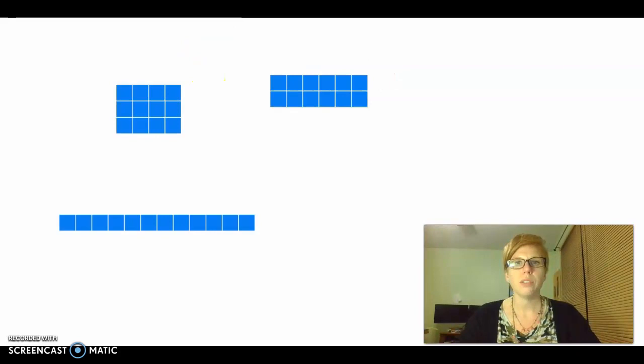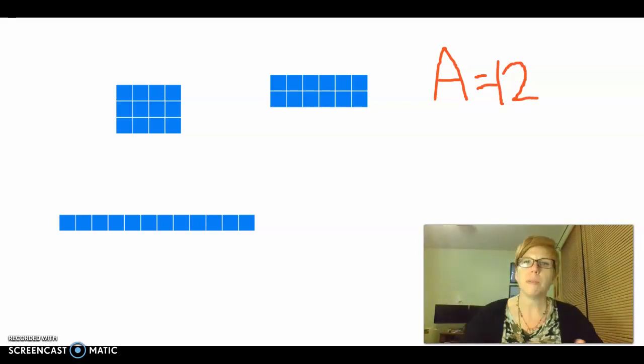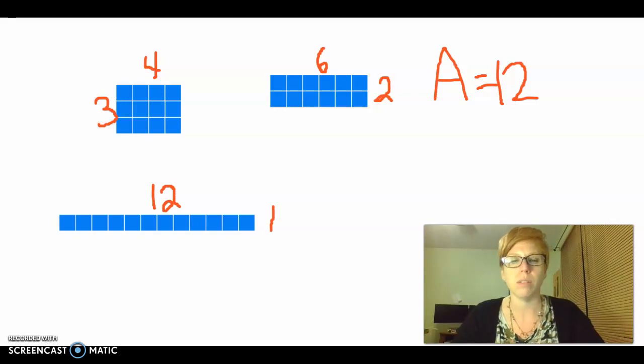All right, so I had asked you to create a shape that has an area of 12 square units. These are the possible shapes that you could have made with your cubes. You could have made a shape here that is 4 wide and 3 tall. You could have also made a shape that is 6 wide and 2 tall, or you could have done one that is 12 wide and 1 tall.